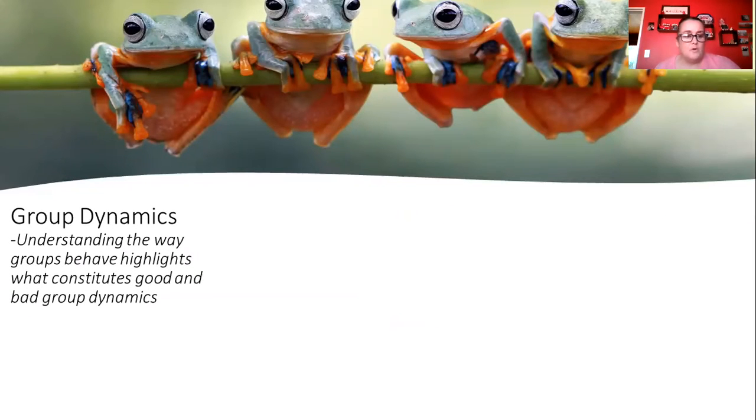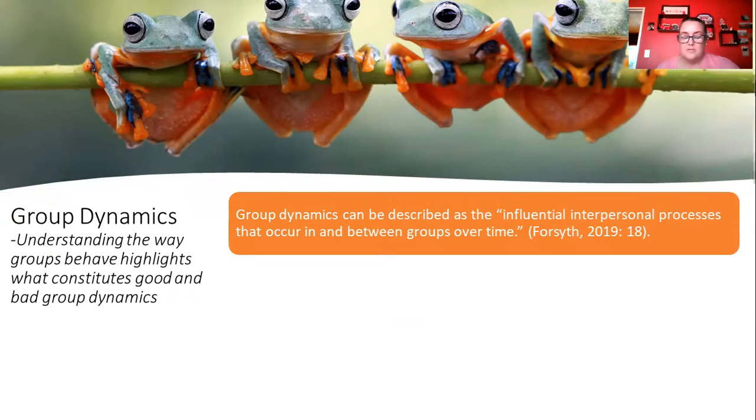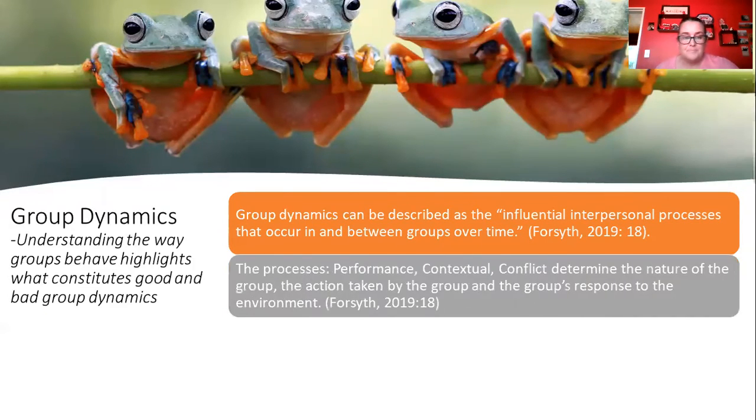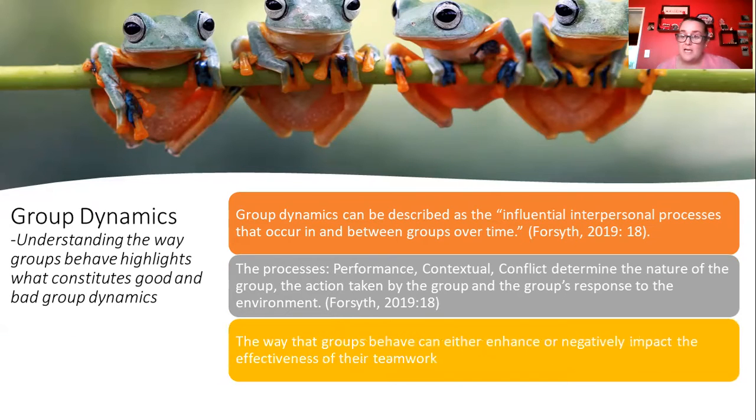Group dynamics are important in understanding the way that groups behave. It highlights what constitutes good and bad group dynamics. Group dynamics can be described as the influential interpersonal processes that occur in and between groups over time. The processes concerned with performance, the context, and conflict determine the nature of the group, the action taken by the group, and the group's response to their environment. The way that groups behave can either enhance or negatively impact the effectiveness of their teamwork.